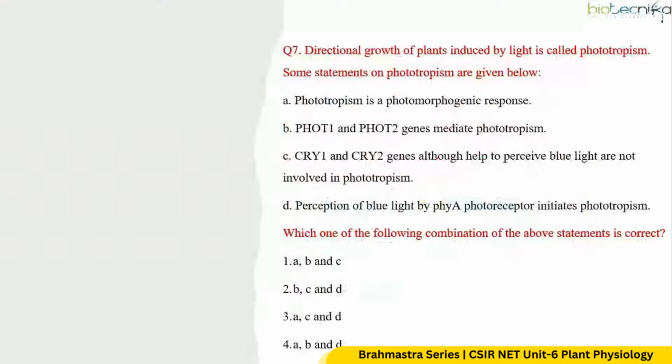Moving on to our next question. Directional growth of the plants induced by light is called phototropism. So, some statements on phototropism are given below.